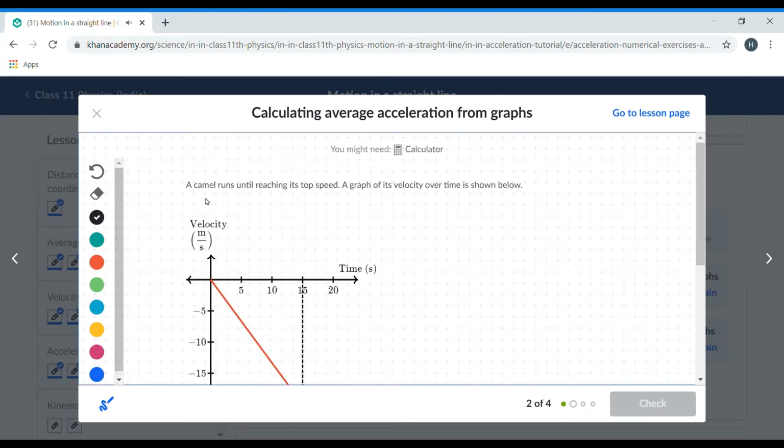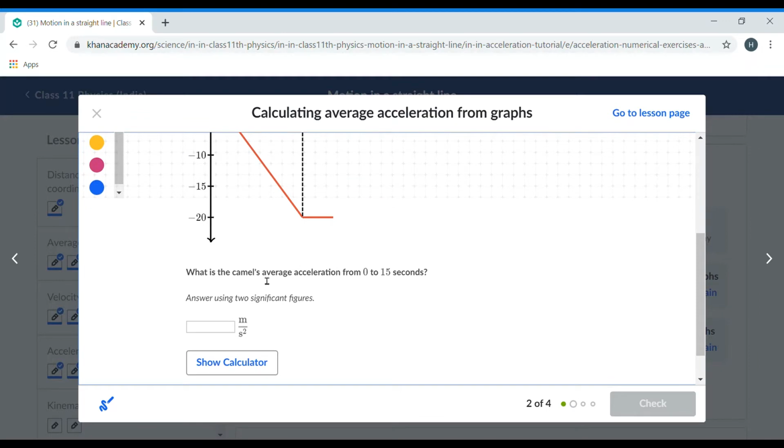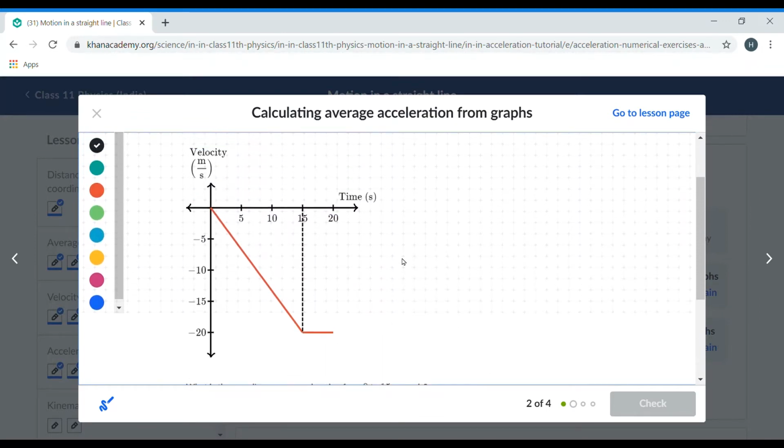Okay. A camel runs until reaching its top speed. A graph of its velocity over time is shown below. What is the camel's average acceleration from 0 to 15 seconds?